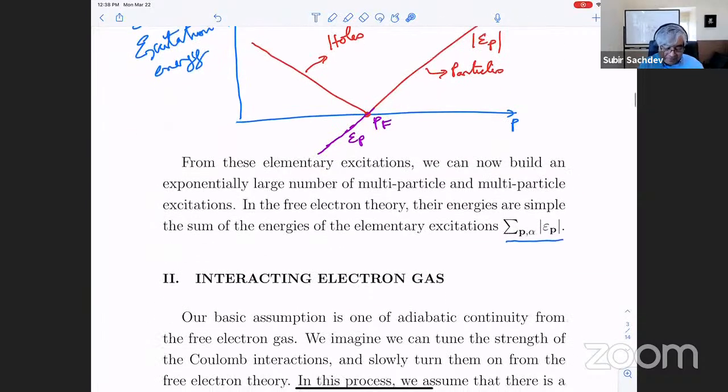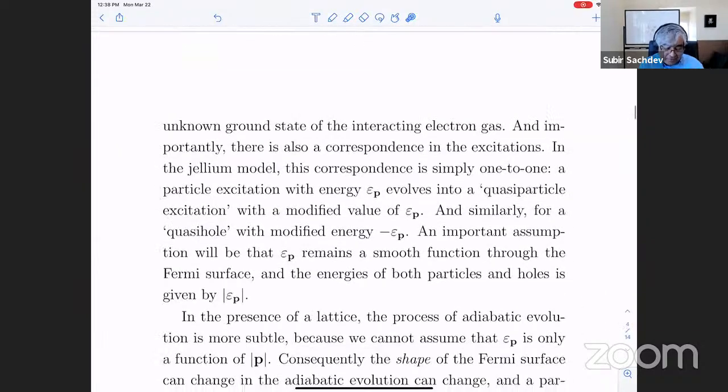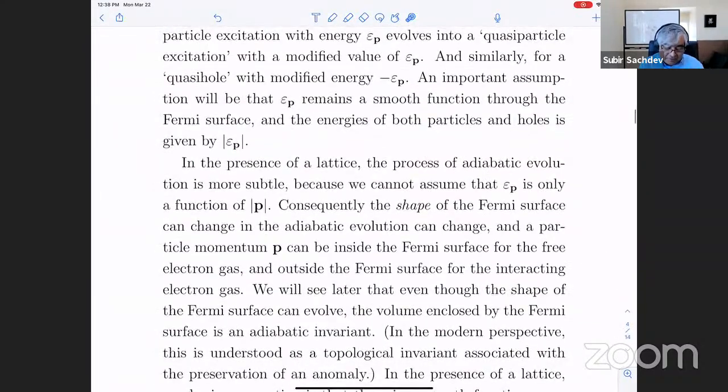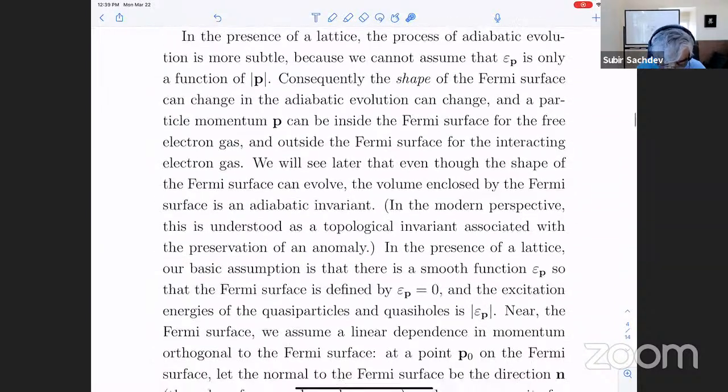All right, so for the interacting electron gas, we cannot assume that E(P) is only a function of the modulus of P, so the Fermi surface can change shape. But the volume enclosed by the Fermi surface is an adiabatic invariant. That's the Luttinger theorem. And today we also understand it, similar to other invariants of many-body systems, like the quantized Hall conductance and other topological invariants. There's some connection to that, which maybe one of you could cover in your presentation, but I won't talk about it here.